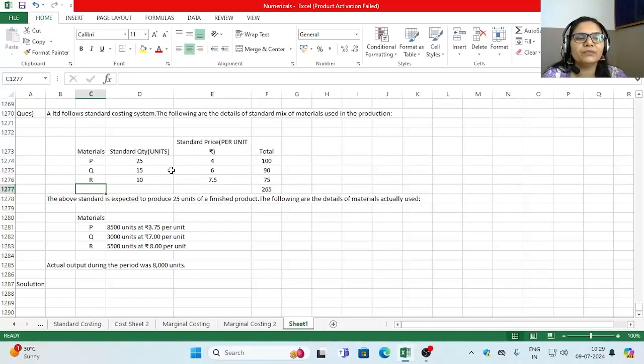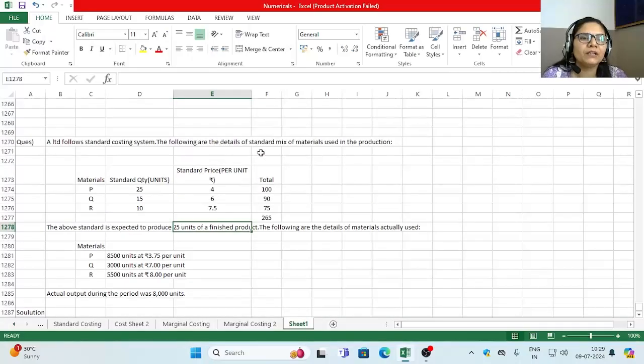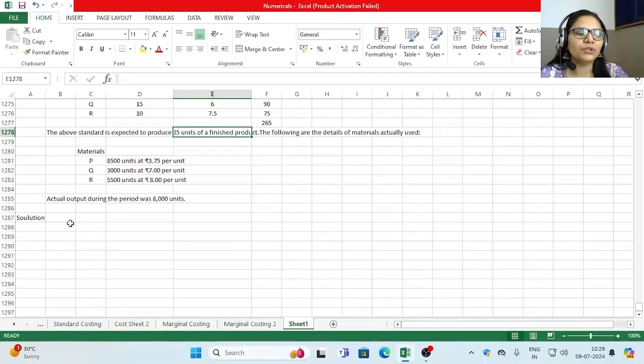So in this question, we have been given a product which is composed of three materials. Standard quantity, standard price is given, and similarly, the actual quantity produced is given. Actual output is 8,000, and the standard output is 25 units. As I have told you, before calculating variances, we need to do certain basic calculations which will make the presentation of our answer easy.